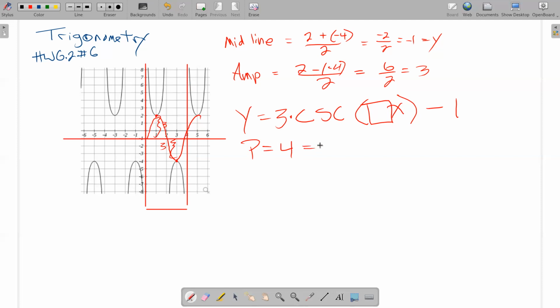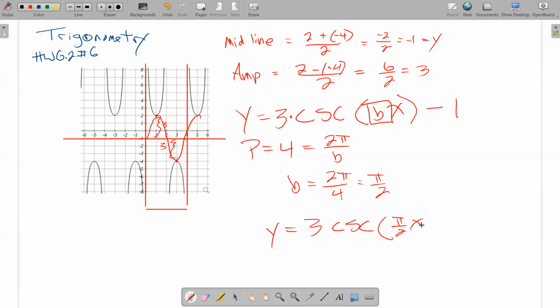And we know that the period is 2 pi divided by whatever this number is. We usually call that b, multiply b up and the 4 down. So it looks like pi/2. So let's graph it to make sure. So we think we have the graph there of y equals 3 cosecant pi/2 x minus 1.